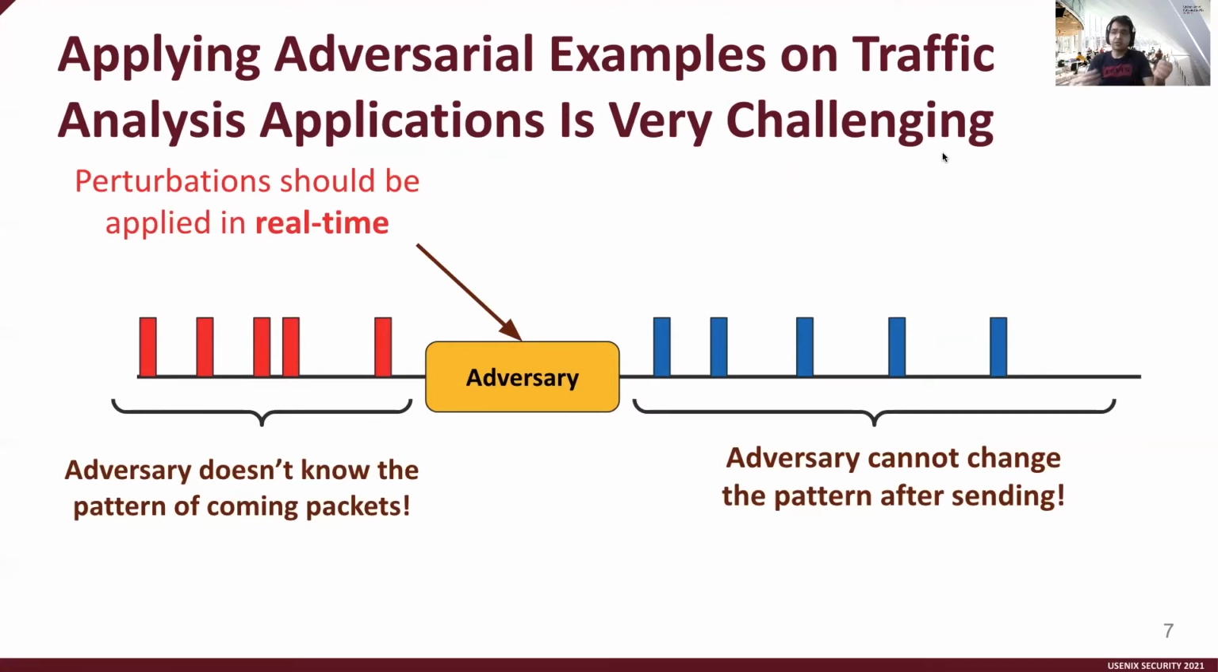Also, if you have to add the perturbation to each packet in real time and very fast, you cannot change the timings of the connection very much. And also, we have to create this blind adversary who doesn't look at the exact traffic flow, and should perturb the packets in a way to fool such systems.